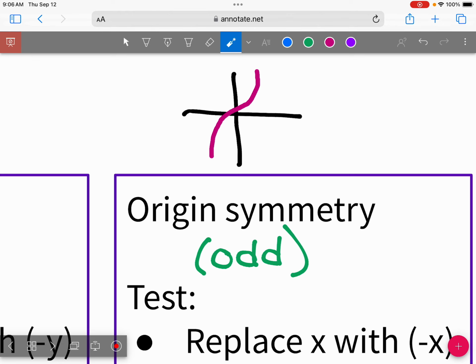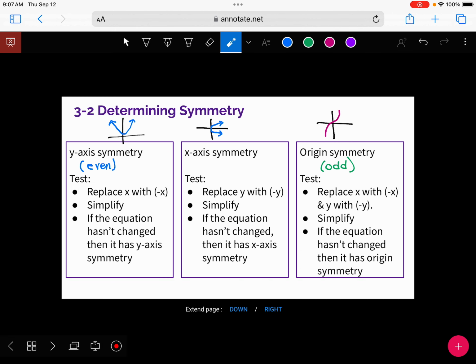So to test for y-axis symmetry, we replace x with negative x. To check for x-axis symmetry, we replace y with negative y. And to check for origin symmetry, we replace both: x with negative x, y with negative y. So we're going to practice this with 4 equations, and we're going to do all 3 tests for all 4 equations. They're not super long, but when you write these out, don't put them super duper close to each other, because we're going to do 3 replacements.